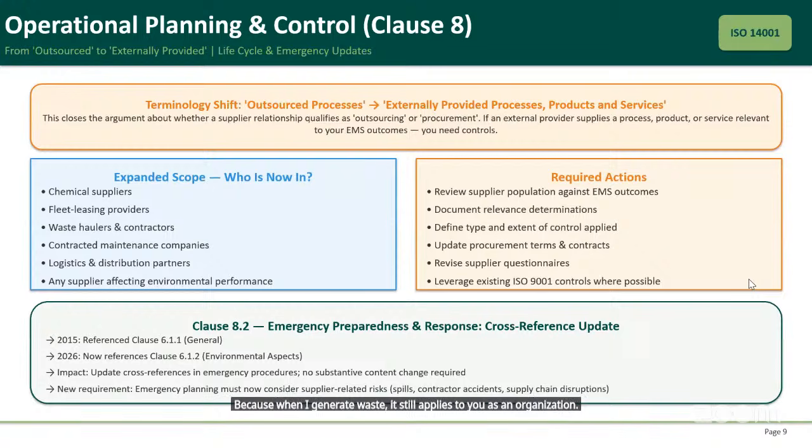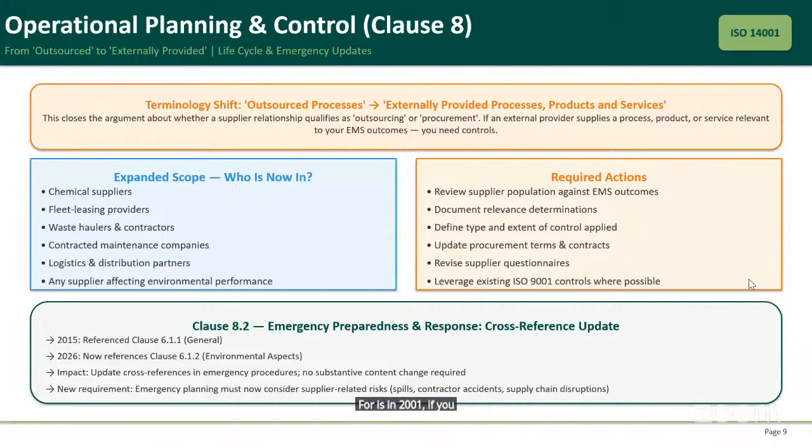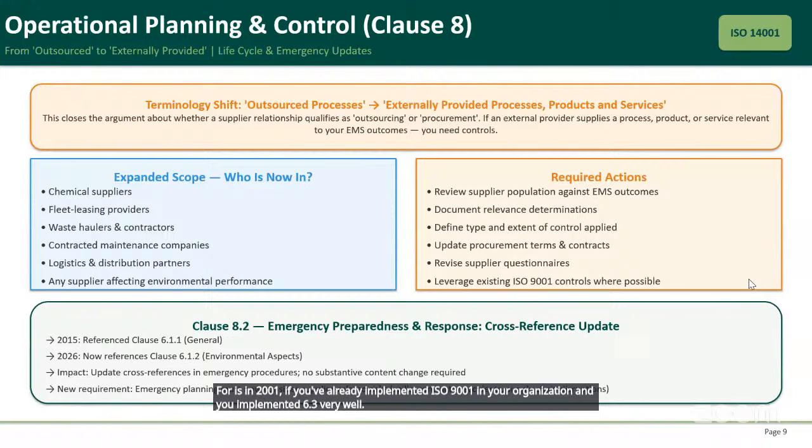Update procurement terms and controls, like I mentioned, then revise supplier questionnaires for your suppliers and leverage existing controls from ISO 9001. I've already mentioned this, the existing standard is already clear. For ISO 9001, if you have already implemented ISO 9001 in your organization, and you implemented 6.3 very well, then this will not be a problem.